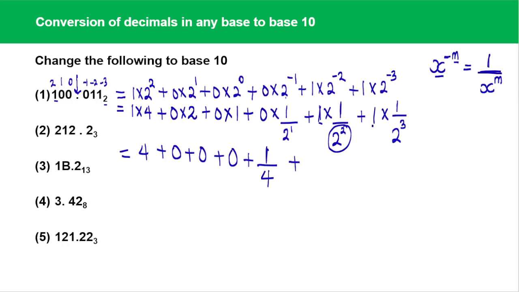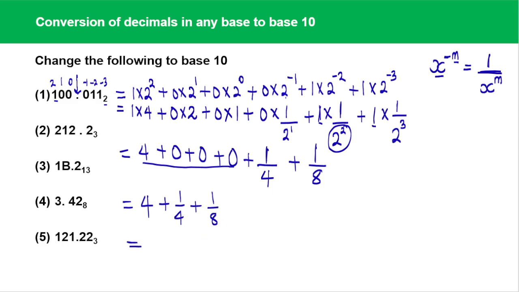Plus a whole number again multiplies a fraction. It will only multiply the numerator. 1 times 1 will give us 1. And 2 to the power of 3 will give us 8. If we add up all the whole numbers, 4 plus 0 plus 0 plus 0 is still 4, plus 1 over 4 plus 1 over 8.